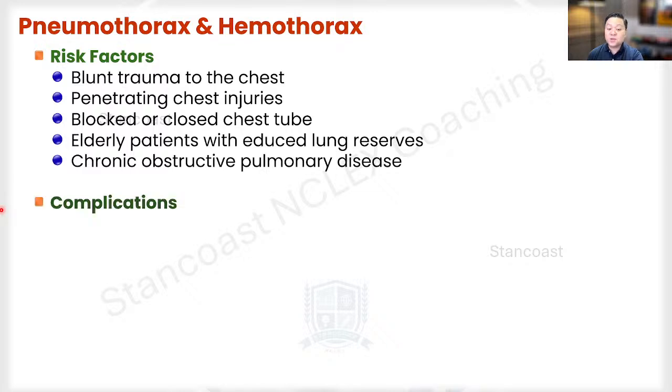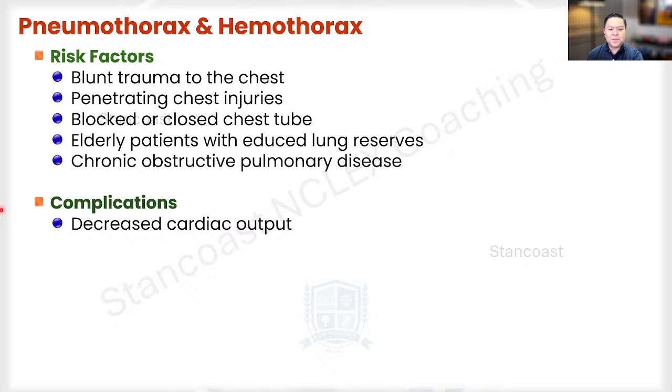Now, we were going to talk about the different complications of either hemothorax or pneumothorax. Well, again, like I've said earlier, it can compress the blood vessels, right? And it can also decrease the blood return to the heart. And so one of the complications here is decreased cardiac output. That's the first one. All right.